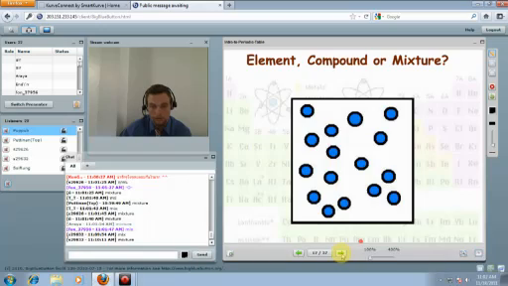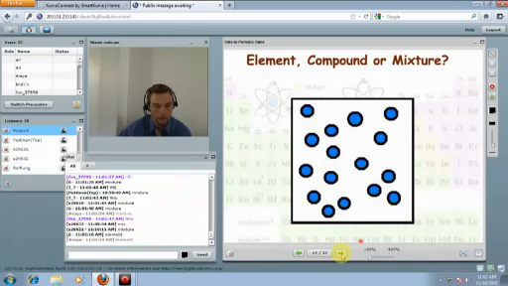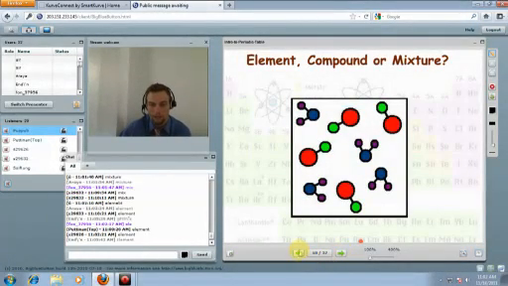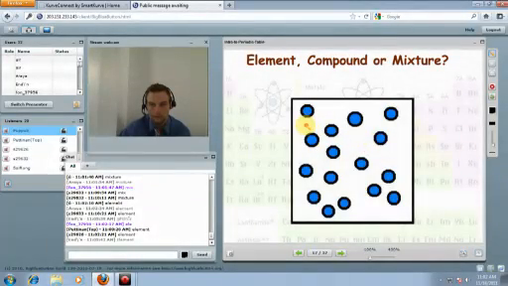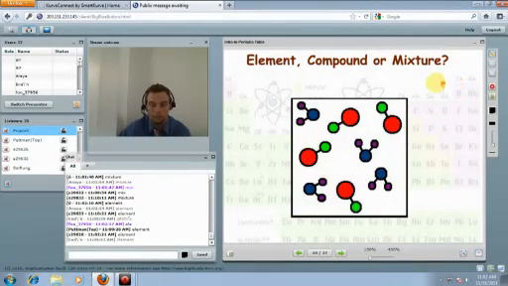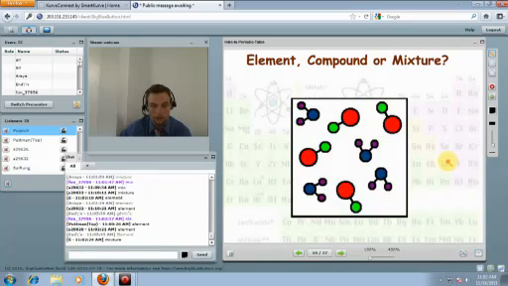This one's pretty easy, hopefully. Boom, 100%. Okay, perfect. Element, correct. This is one element. Element, compound, or mixture?